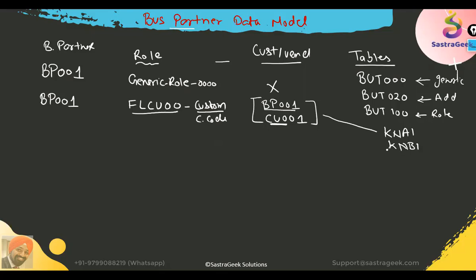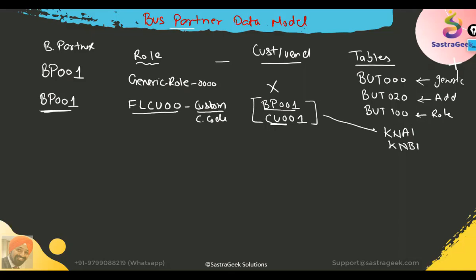So here, what is happening? Now here a customer has been created. The data model for customer is not changing. The data model for customer is as it is. What is changing is that rather than creating a customer, we are extending a business partner to a particular role. And with that extension, at the back end, the system is automatically creating a customer. Okay, and the system is updating these KNA1, KNB1 tables.